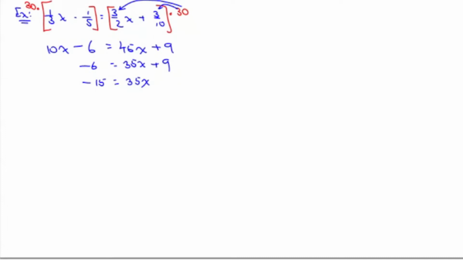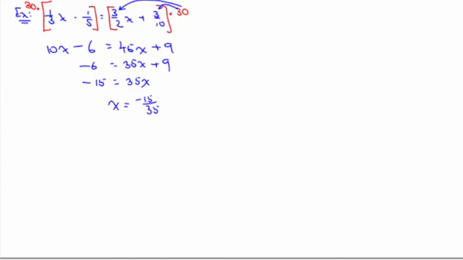Then, finally, divide by 35. Now, I'm going to put my x on the left-hand side. If you have an equation, you can just flip it over. That's not a big deal. One way and the other, they're exactly the same. It's called the reflexive property of equality. So if I divide by 35, I'm going to get -15 divided by 35.